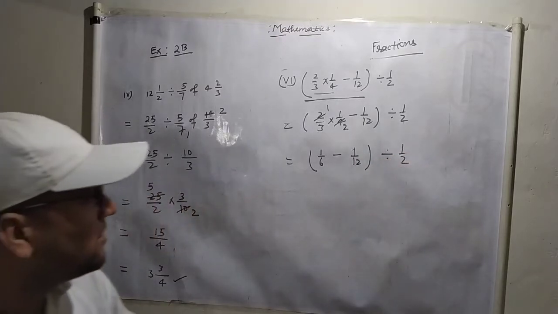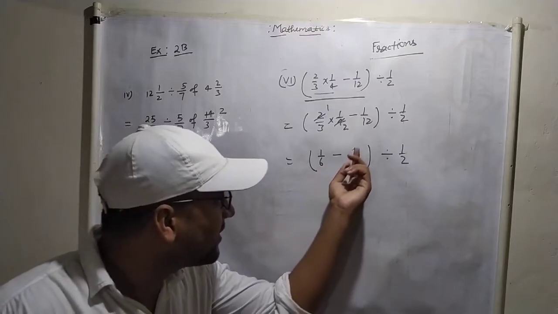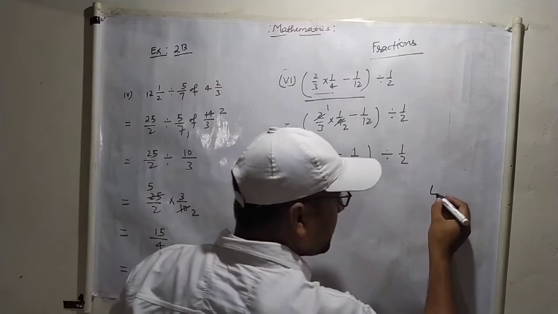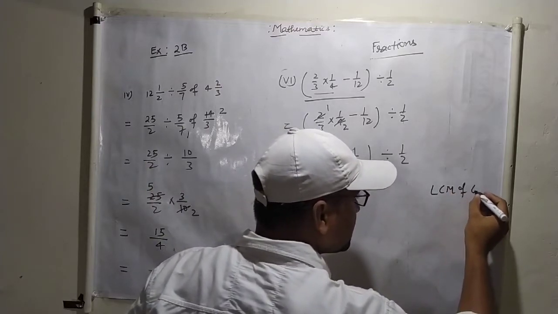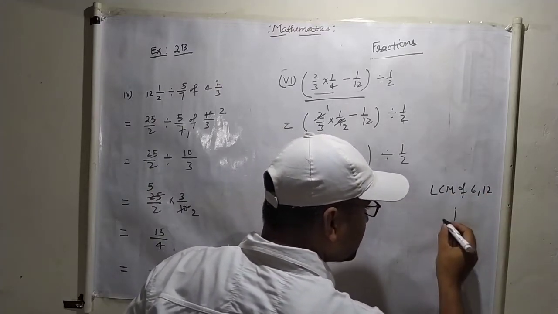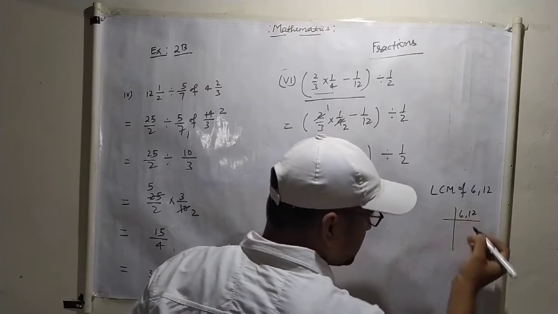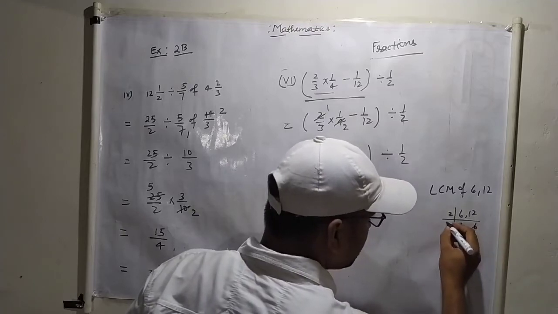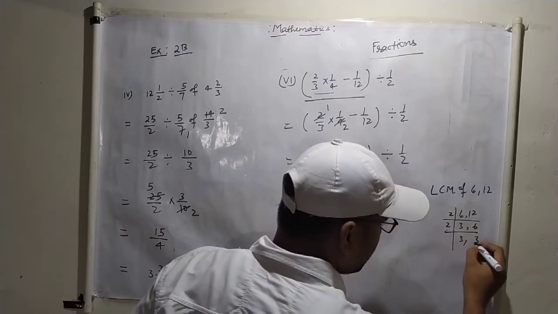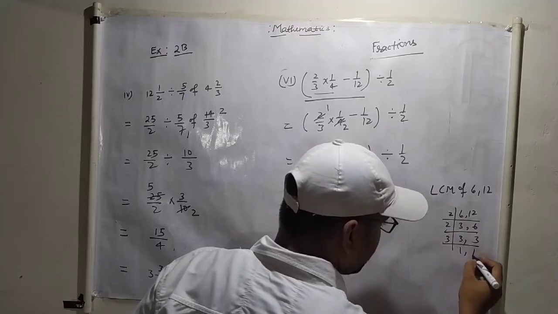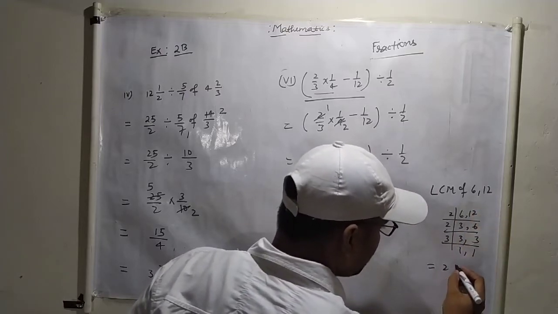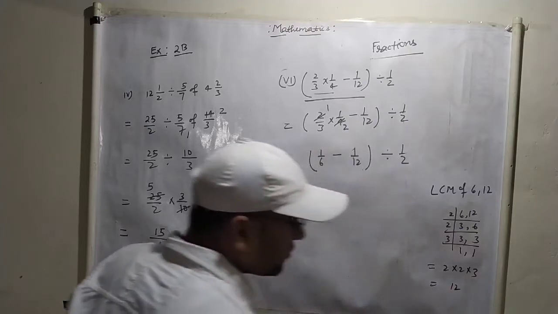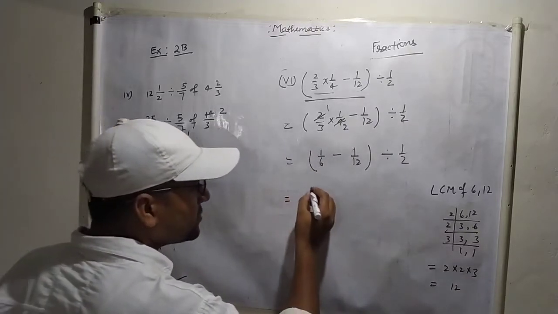So dear students, here is 1 upon 6 and minus 1 upon 12. So take the LCM of 6 and 12. You know how to find the LCM of 6 and 12? By using the prime factorization method. 2 3s are 6, 2 6s are 12, 2 3 3, and then again by 3, 1 and 1. So the LCM of 6 and 12 is 2 into 2 into 3. 2 2s are 4, 4 3s are 12. So your LCM is 12. So solve this one.